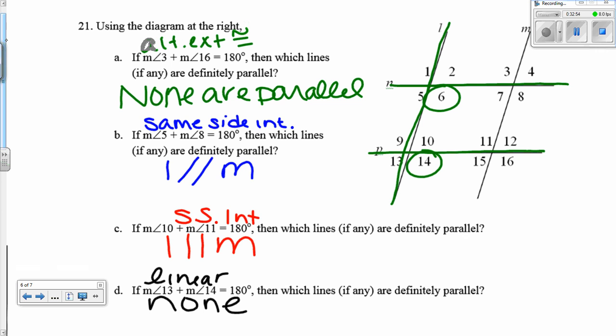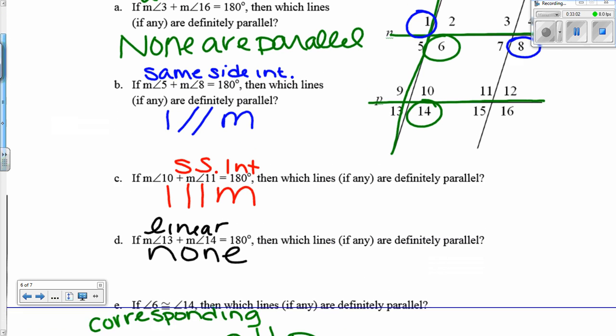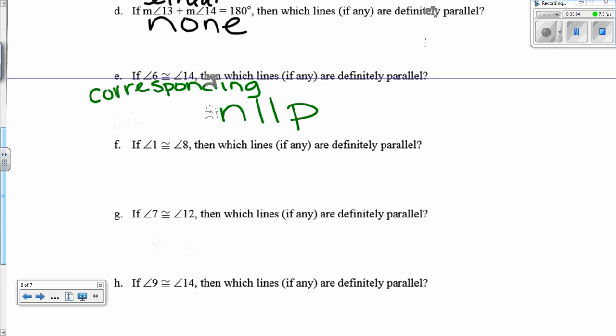So 1 and 8. All right, this says, letter F, it says 1 is congruent to 8. Well, 1 and 8 are alternate exteriors. So by alternate exterior angles, this is telling me that L is parallel to M. Because since our alternate exterior angles are congruent, L and M have to be parallel. G.